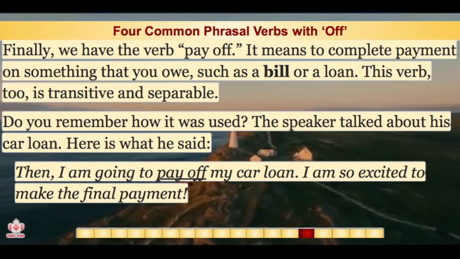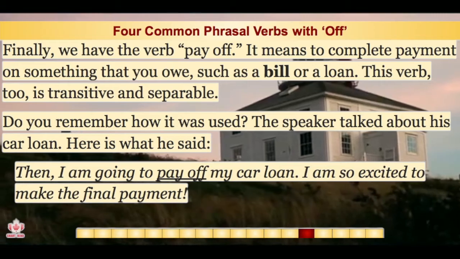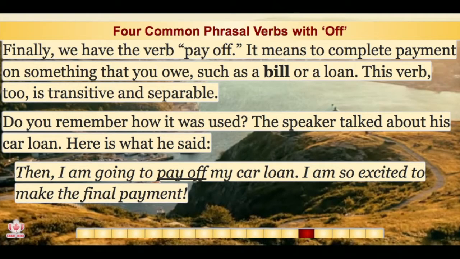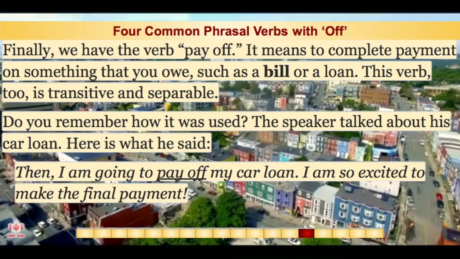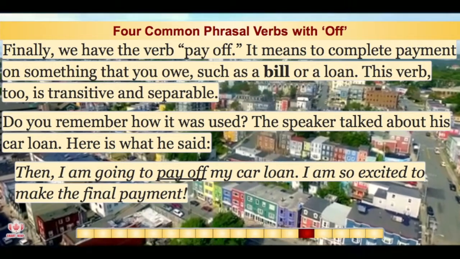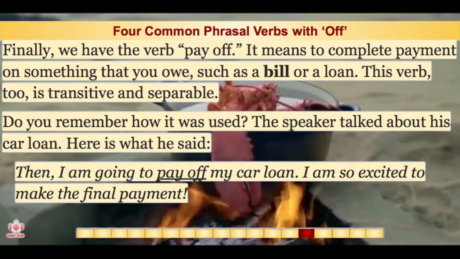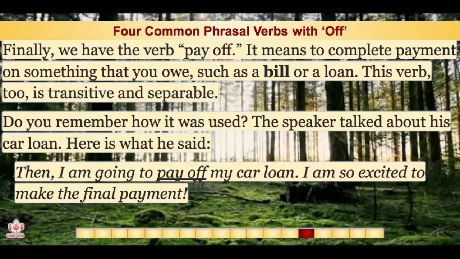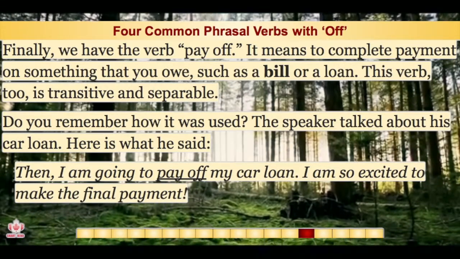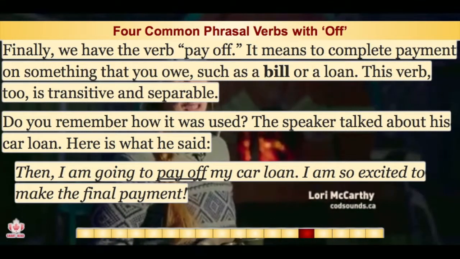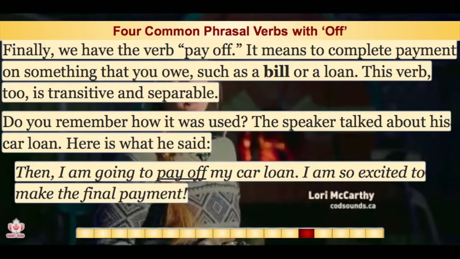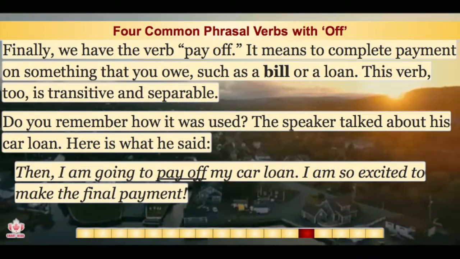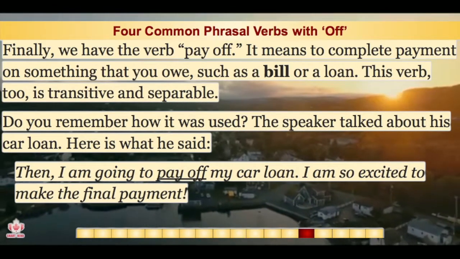Finally, we have the verb pay off. It means to complete payment on something that you owe, such as a bill or a loan. This verb, too, is transitive and separable. Do you remember how it was used? The speaker talked about his car loan. Here is what he said. Then I am going to pay off my car loan. I am so excited to make the final payment.